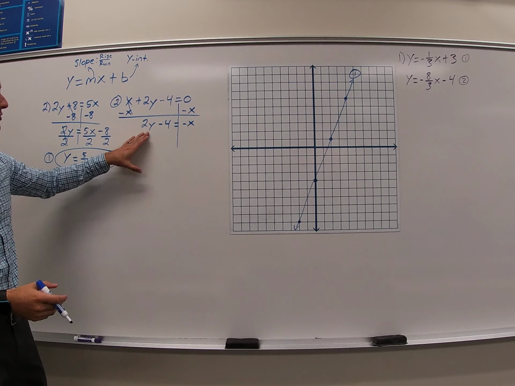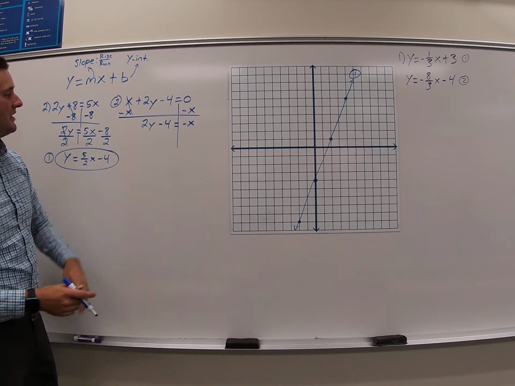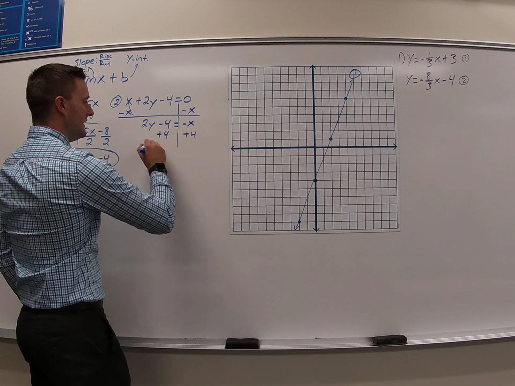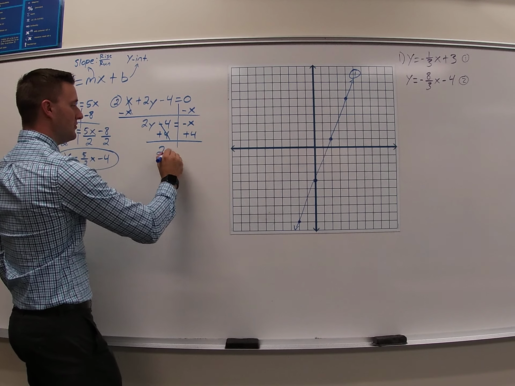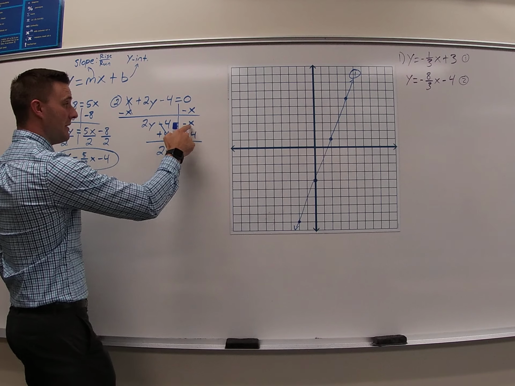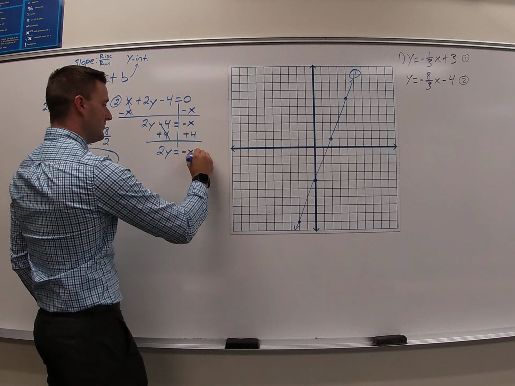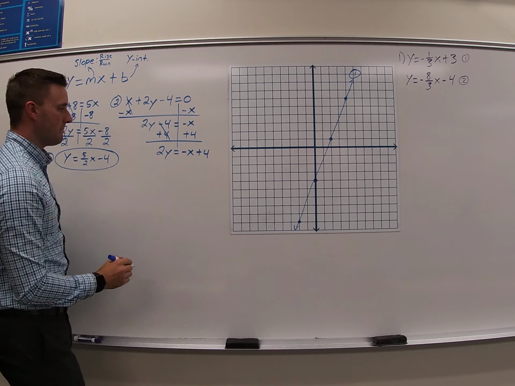From here, 2y minus 4, I want to get rid of that minus 4. So the opposite will be to add 4. And again, those are not like terms. So I have 2y equals, I'm going to write my x term first, so that's a negative x, and then that's a positive 4, so plus 4.